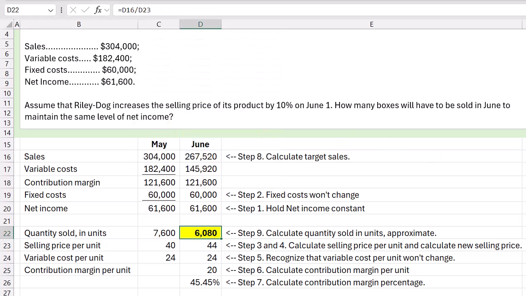Okay, 6,080 units. And that's an approximate amount, right? If you didn't use 45.45%, you used 45%, you're going to get a slightly different number.